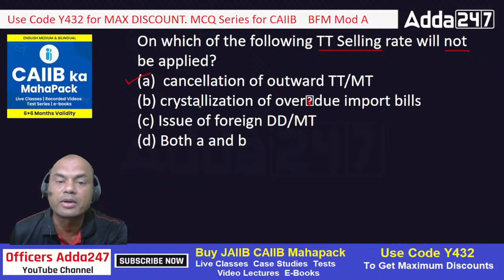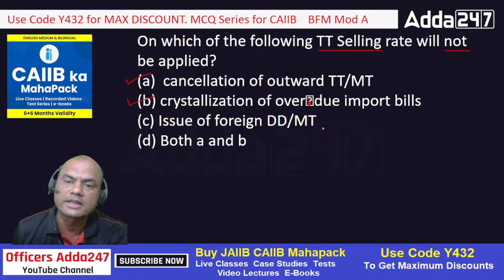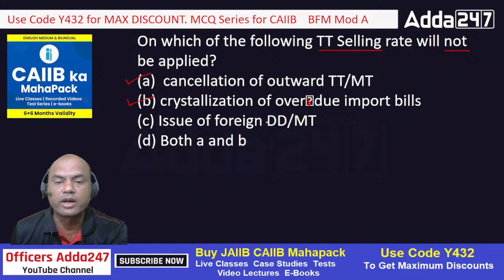Issue of foreign DD. Here the TT selling rate will be applied. Why? Because whenever I'm issuing the DD, I'm giving dollars to that person. Of course, it's not physical dollars, it's given on paper, but in the end, I'm giving the dollars. So money is going out, and I'll apply the TT selling rate. So here the TT selling rate will be applied, and both A and B are the answers. So the correct answer is D. Got it, everyone? Remember one simple logic. Whenever funds go out, dollars go out, we apply the selling rate. Whenever dollars come in, we apply the buying rate.